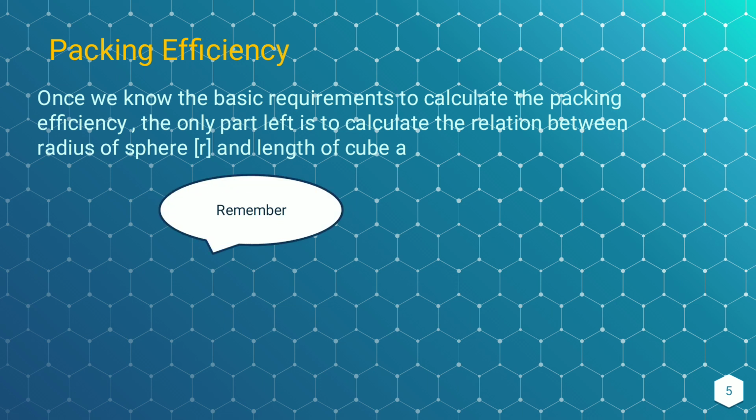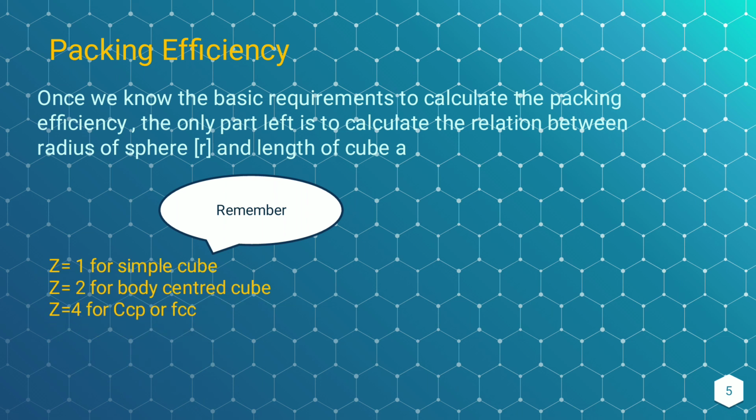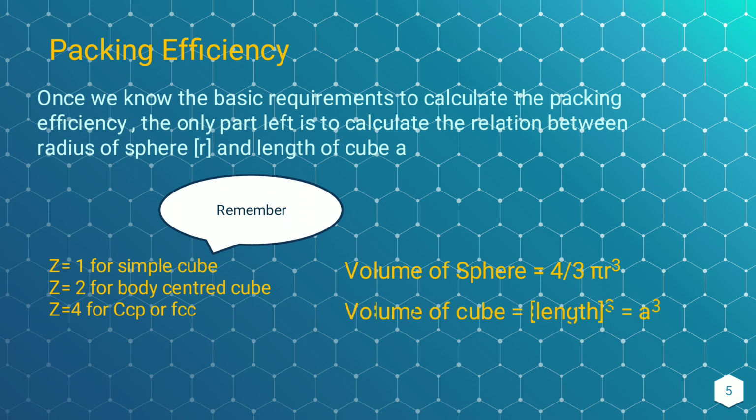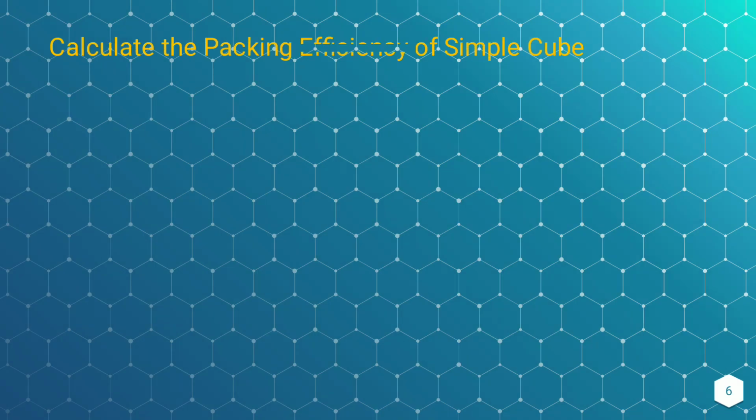So what are the things we need to remember? The first one, Z is equal to 1 for simple cube, Z is equal to 2 for BCC, and Z is equal to 4 for CCP or FCC. Volume of a sphere is 4 by 3 pi r cube, and volume of a cube is a cube. Guys, if you know this, 60% of our job is done. So without wasting much time, let us begin with the calculation of packing efficiency.